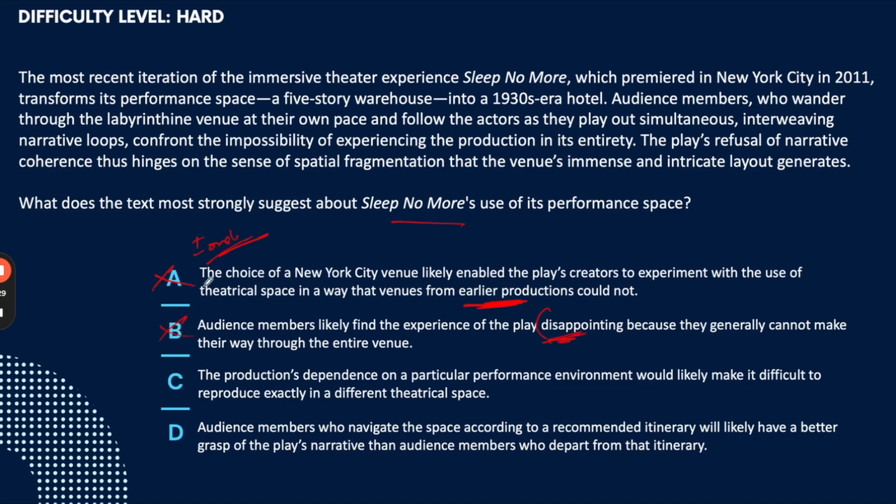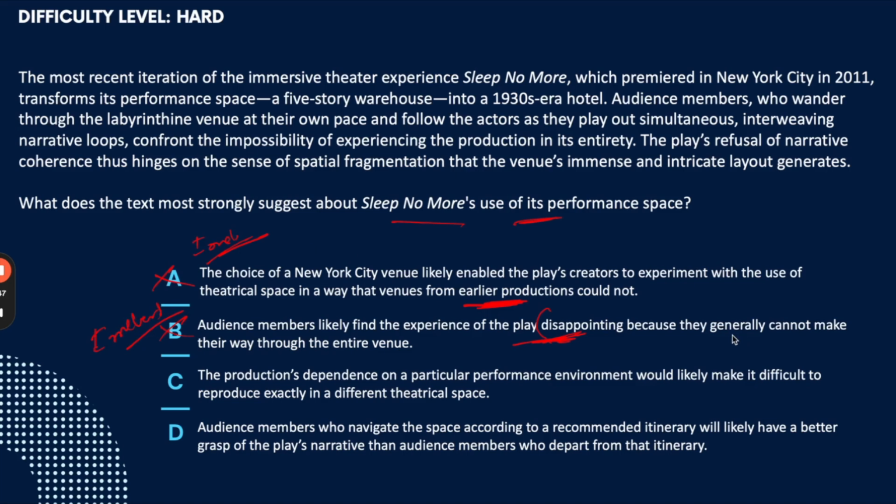I just know what they experienced, what they were going through, and what the use of its performance space was trying to do. But if they were disappointed, there was no such negative emotion being stated in the text. So this is out again, because again this is irrelevant. It's as simple as that. Let's go to C now.